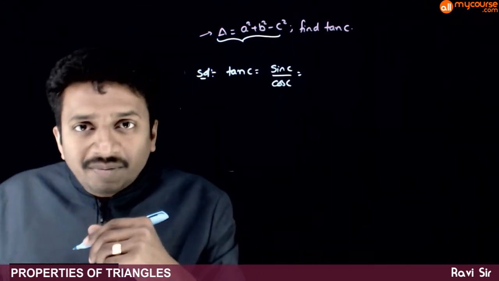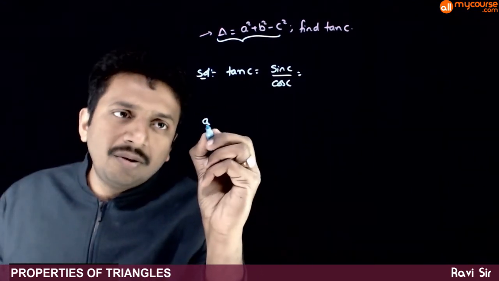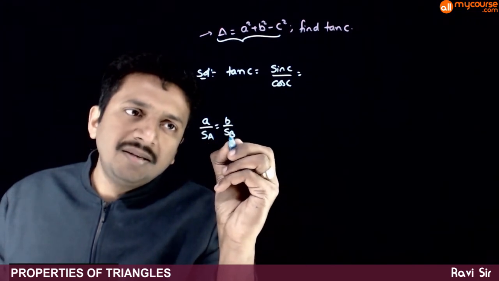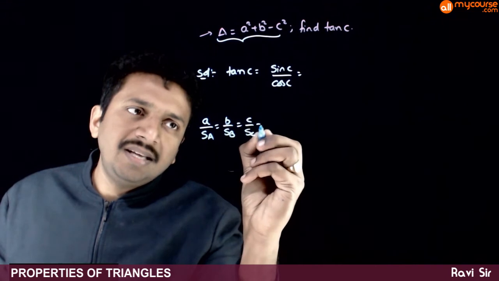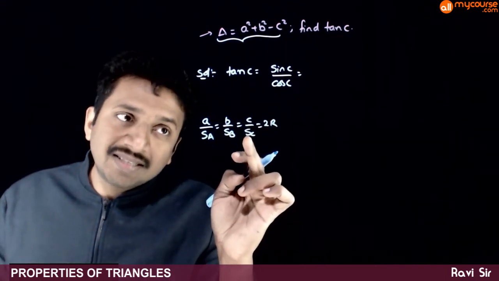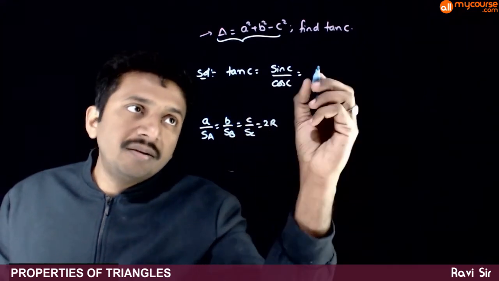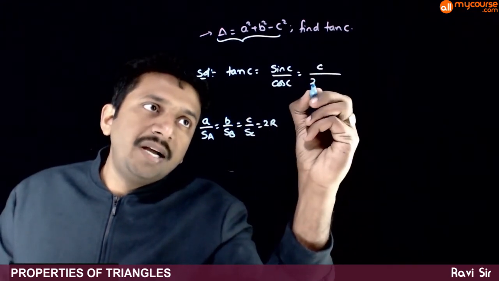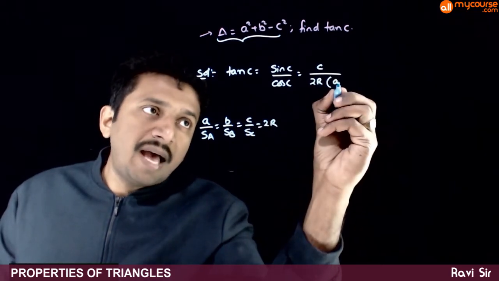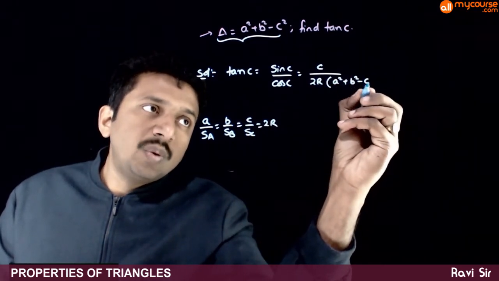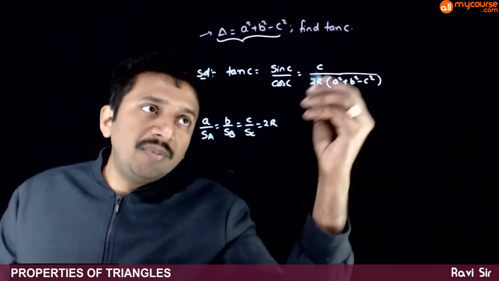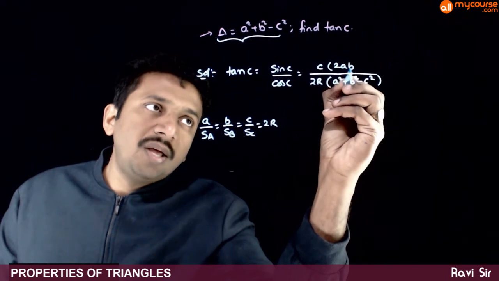And sine C can be written as follows. We know from the sine rule that A by sine A is equal to B by sine B is equal to C by sine C is equal to 2R. This is the sine rule. So sine C can be written as C by 2R, times what is cos C? From the cosine rule, we have (A square plus B square minus C square) by 2AB. So this 2AB goes into the numerator. You have 2AB.